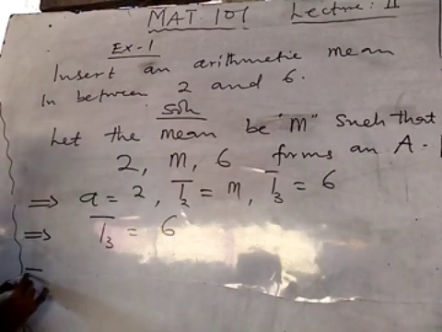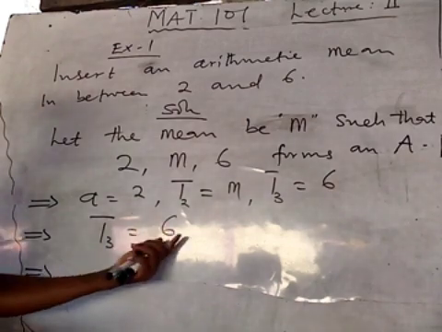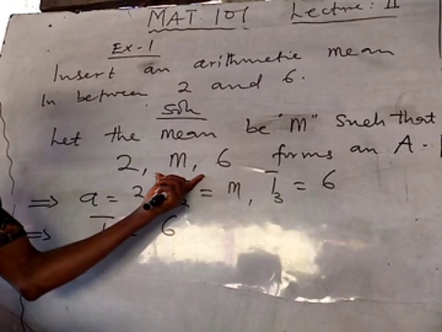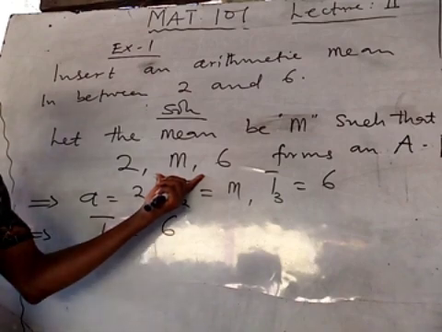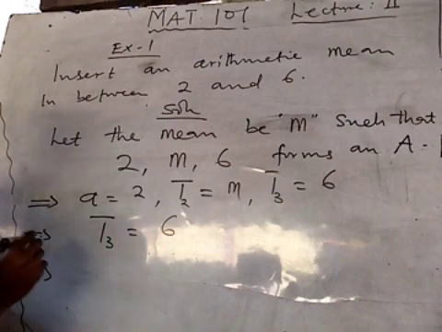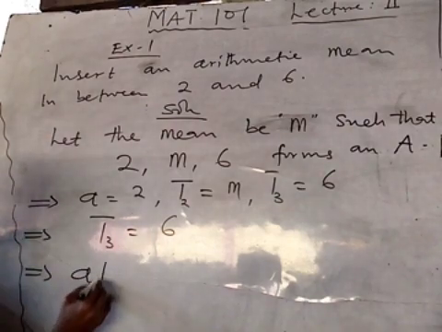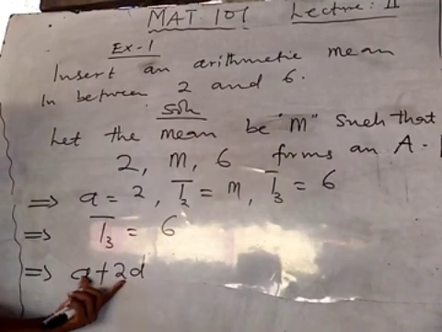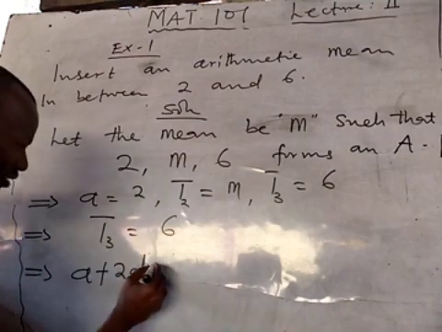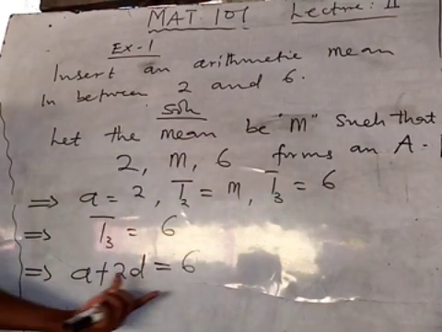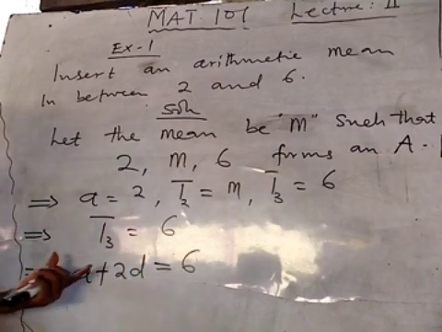This now implies that, but remember that this sequence is in arithmetic progression. For any sequence in arithmetic progression, we know from our previous knowledge that the third term is given by the formula a plus 2d. The third term means a plus 2d. And what is the value given to us? The value is given as 6.